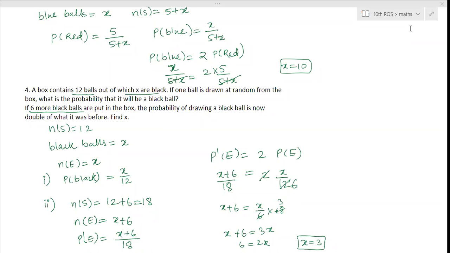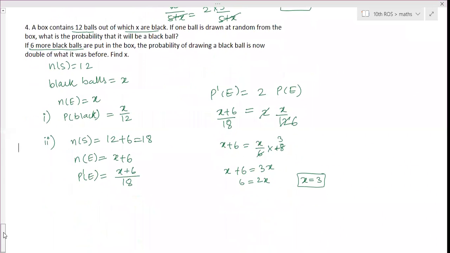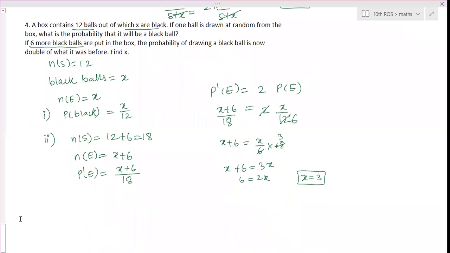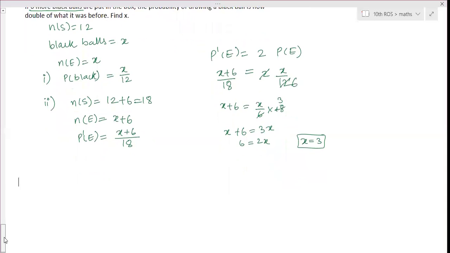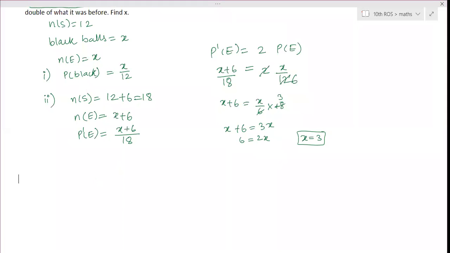Completed? Yes, sir. This is NCERT done. Now a few very important questions. So first one is, ma'am, there's one more question in NCERT. There are many more, I've left many more questions.